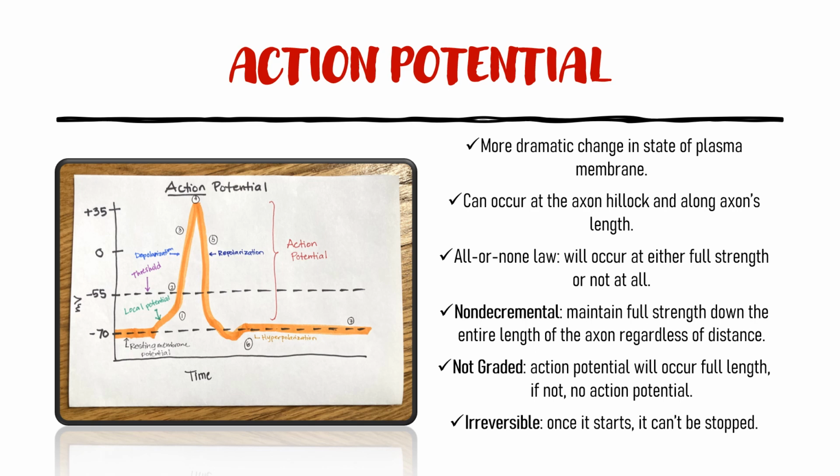It's irreversible, so once it starts, it can't be stopped. It happens all the way through the axon, compared to the local potential, which can go back to resting. So the action potential will go all the way through and it won't go back to local potential.